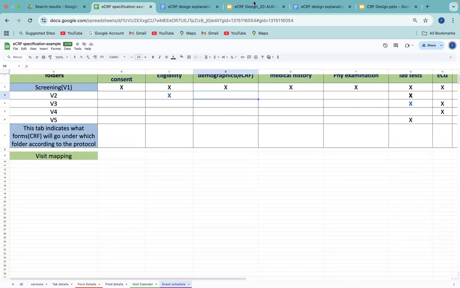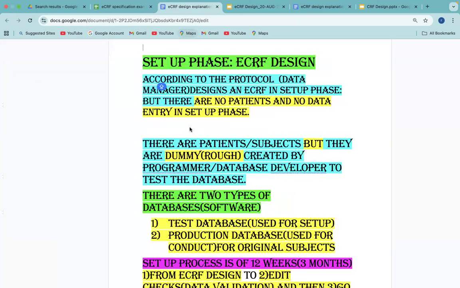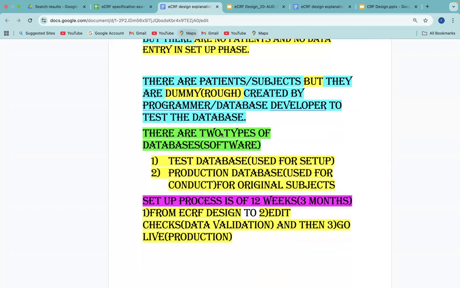Now what happens here? During the setup phase, we create the case report form according to the protocol and design an eCRF in the setup phase. Remember, during the setup phase we will not have any patients, it's just blank. However, we will take some dummy data, created by the programmer, to develop the database or to do the test.